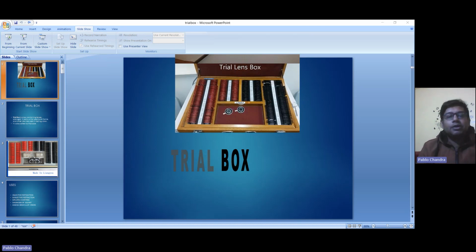And last but not the least, after doing the refraction, if at all we require an accessory lens like a red filter or Maddox rod or prisms, we will use it in the extreme last component, which will be very useful. So these are the compartments of the trial frame.